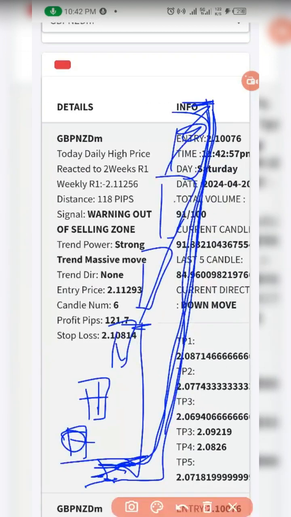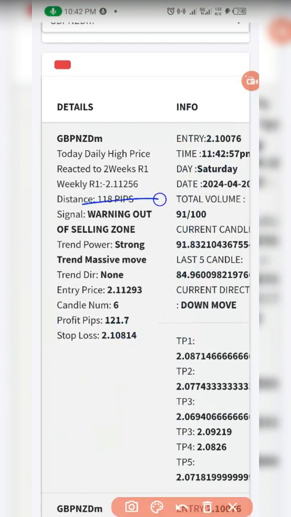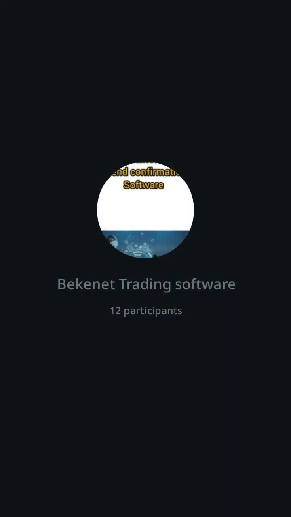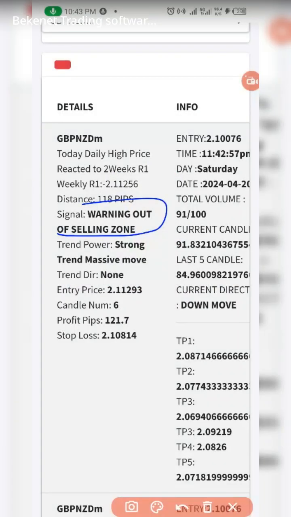Look at it. Warning, you don't need to do anything, even if you're seeing anything here. Let's assume that it's on sell direction, and this one is downward movement, and it's still having 6 candle. Is it advisable to enter the trade? If it's on sell, it will not give you sell here.